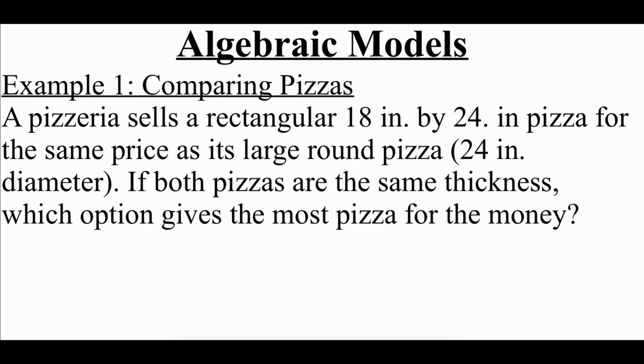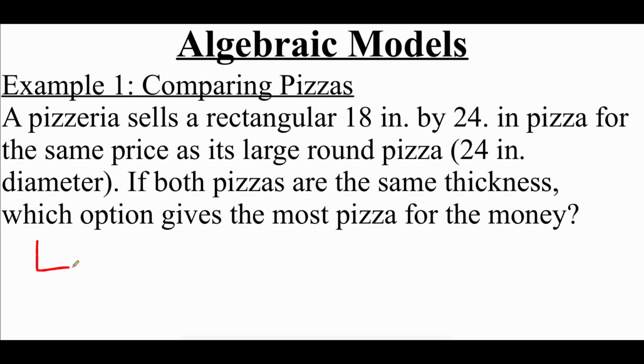So in this example, we're looking at some pizzas. We've got a pizzeria, and they're selling a rectangular pizza that is 18 inches by 24 inches, and that sells for the same price as a large round pizza, which has a 24-inch diameter. If both pizzas are the same thickness and the same price, we want to figure out which option is going to give us the most pizza for our money. So we're going to need a couple of formulas here. We're going to be using area formulas.